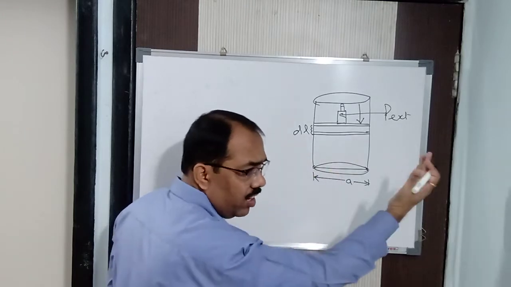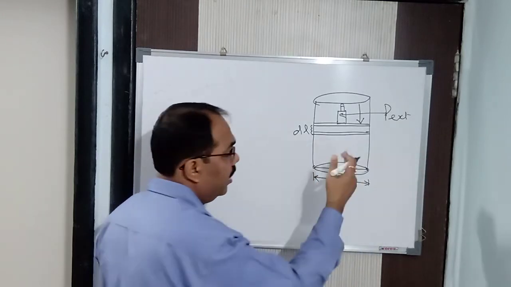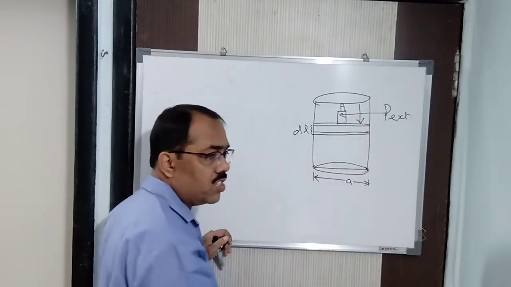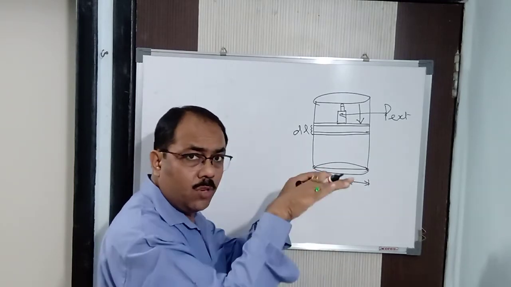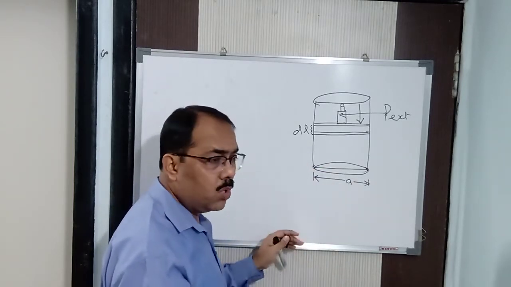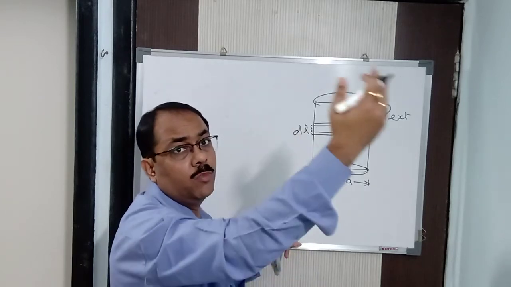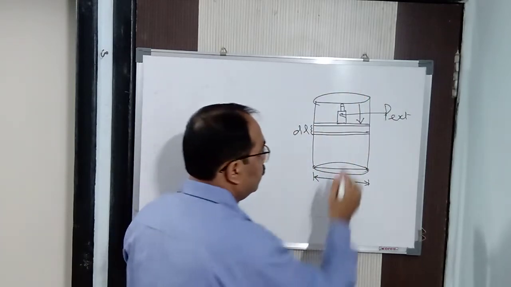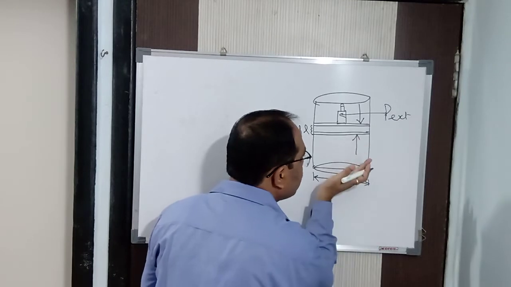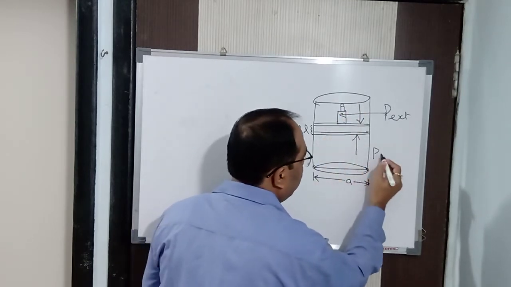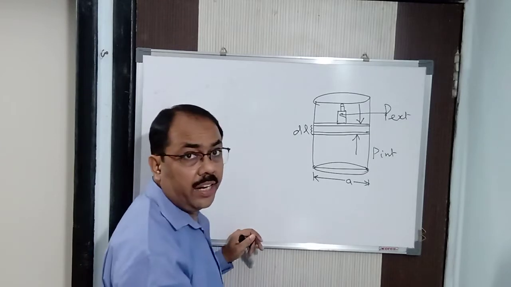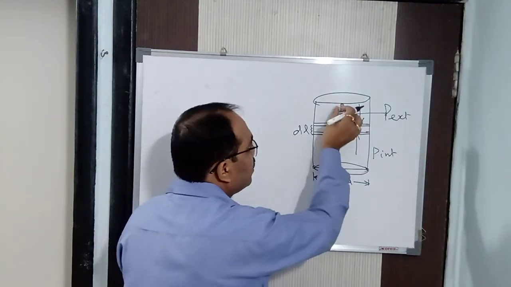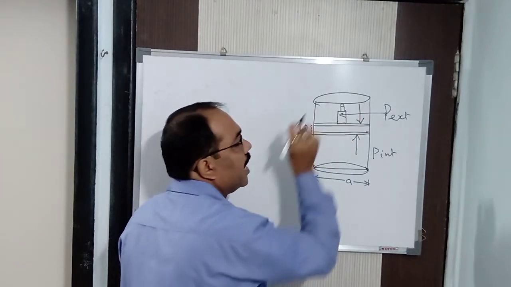It can be the other way also. Here the external pressure is more than the internal pressure, so the gas is getting compressed. Suppose the internal pressure is more than the external pressure. If P internal is greater than P external, how will it be greater? Let us say instead of putting some weight, I will put some sand here.